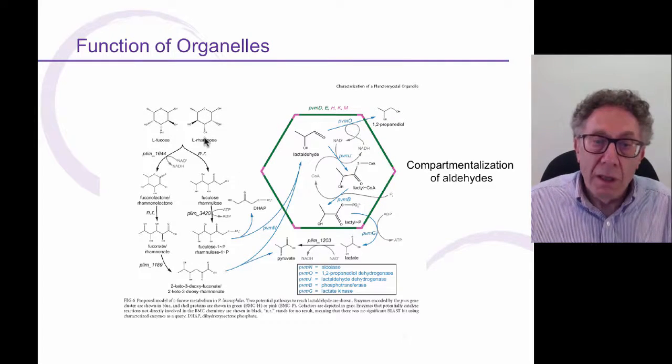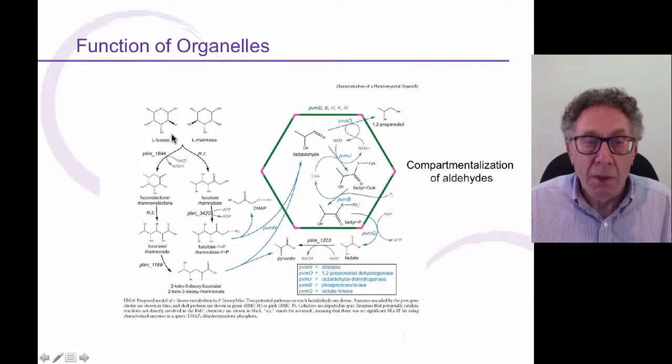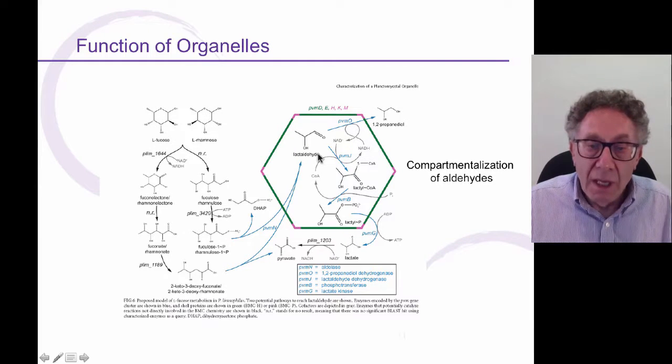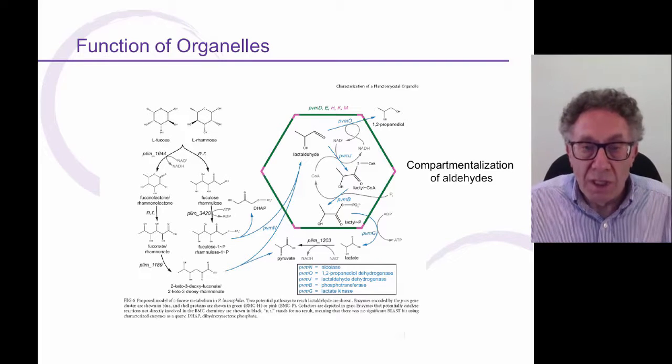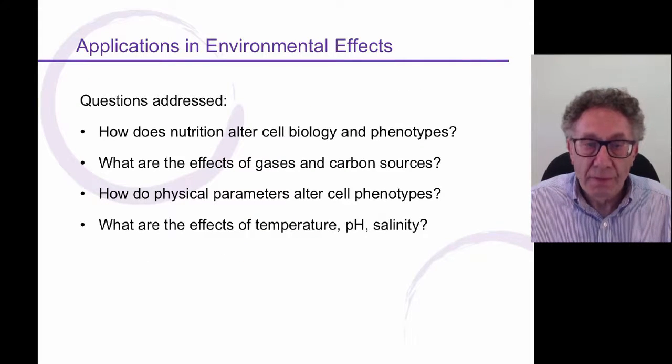And what they found in the knockout cells, the cells lost the ability to catabolize fucose and rhamnose. And what these carbon sources have in common is that they result in production of lactic aldehyde. Lactaldehyde is a very reactive compound. And so the implication was that they had this compartment to compartmentalize the aldehyde so that it wouldn't react and damage other proteins in the cell. And they found additional evidence to corroborate that proposal.